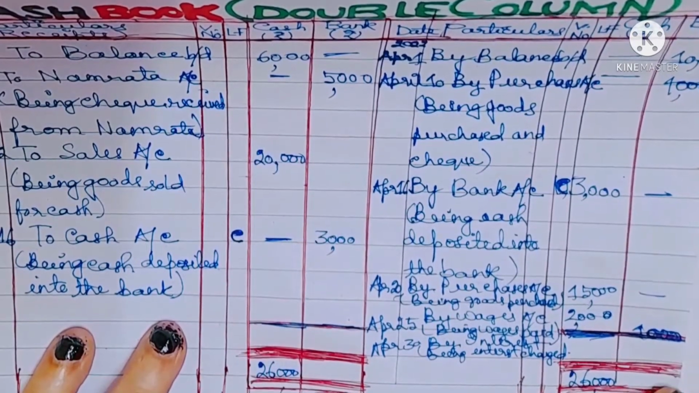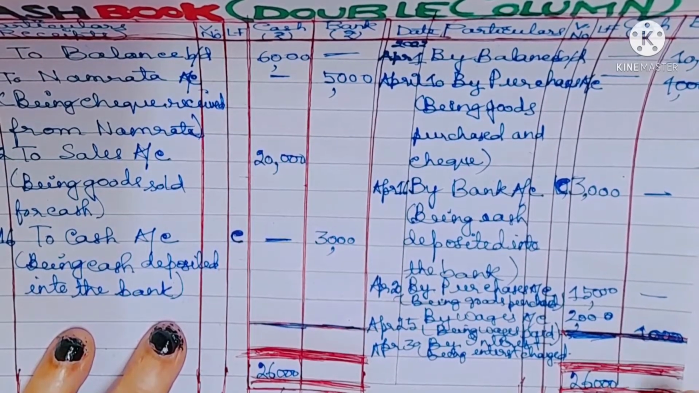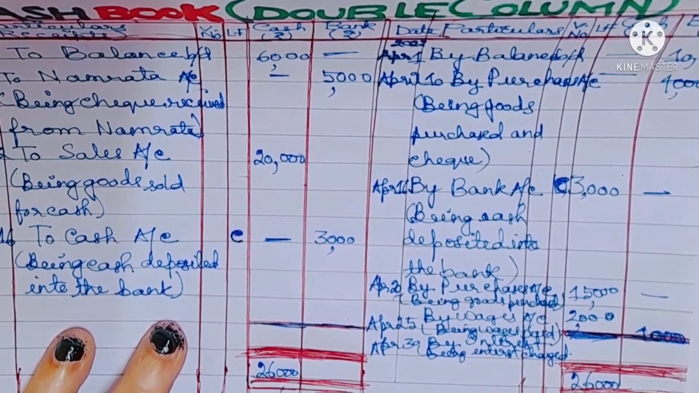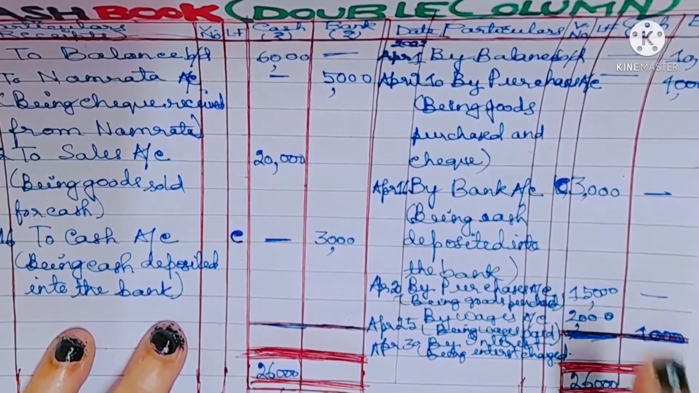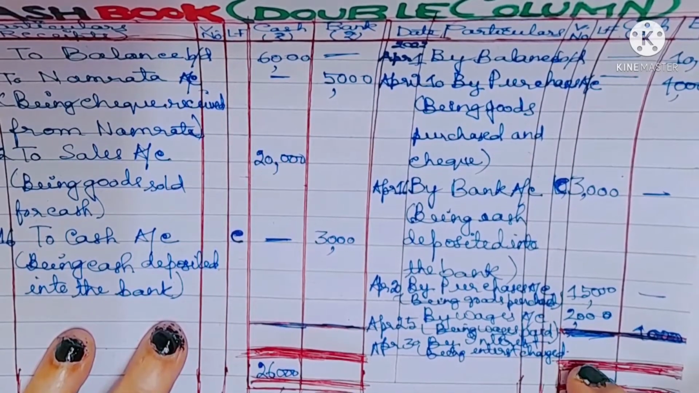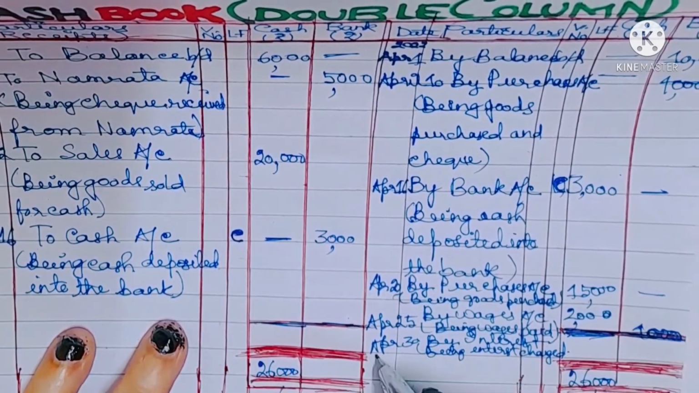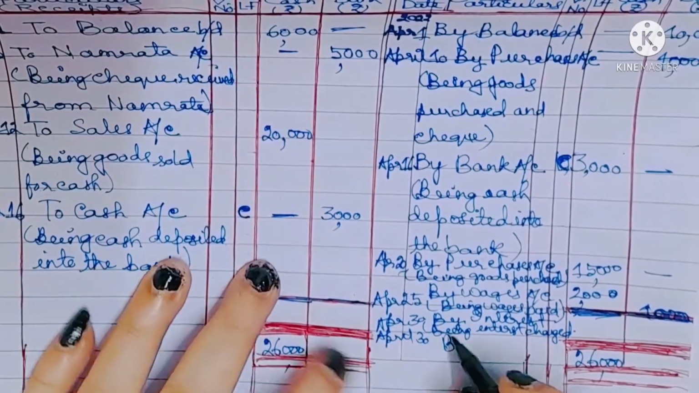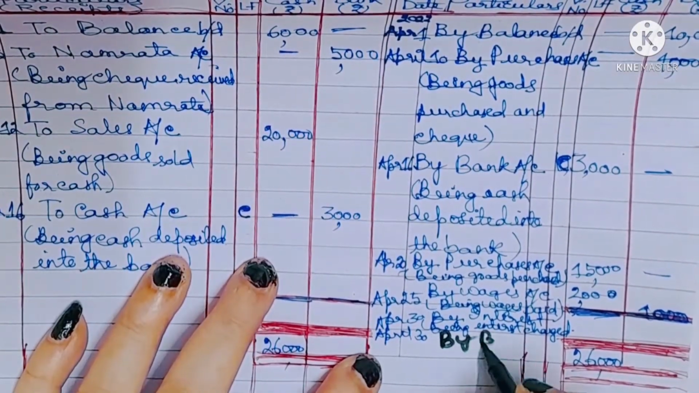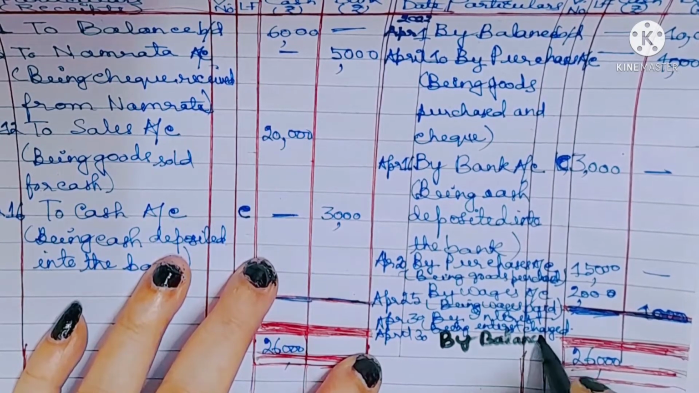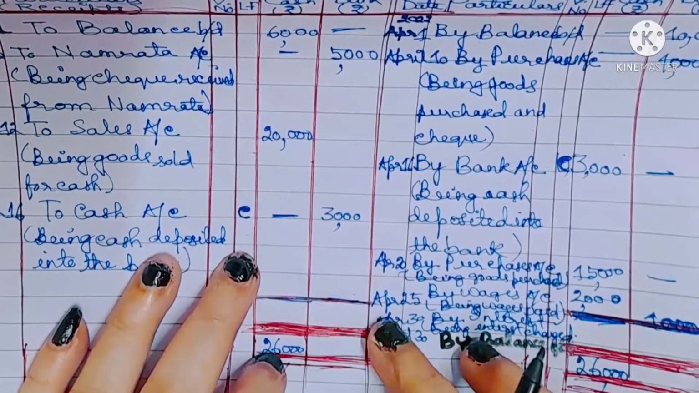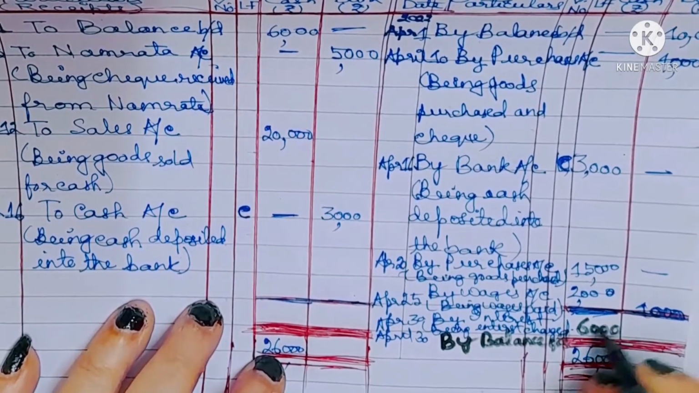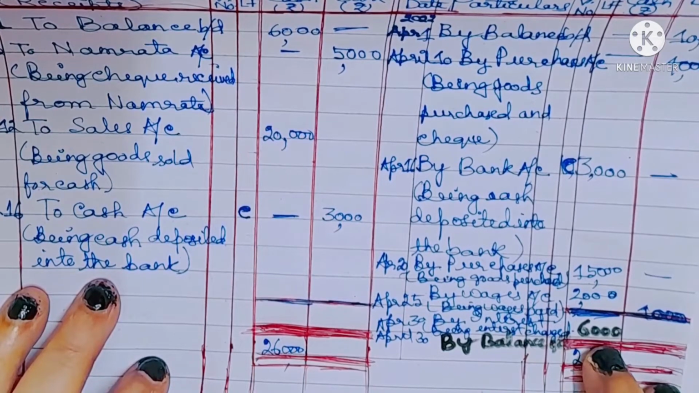So what is the total of cash column on the credit side? 20,000. The total of cash column on the debit side is 26,000 and the total of cash column on the credit side is 20,000. So there is a shortfall on the credit side. Have to balance it. So we have to write the last day in the month of April, 30th April, by balance CD. How much? 26,000 minus 20,000, 6,000. This is the closing cash, 6,000.